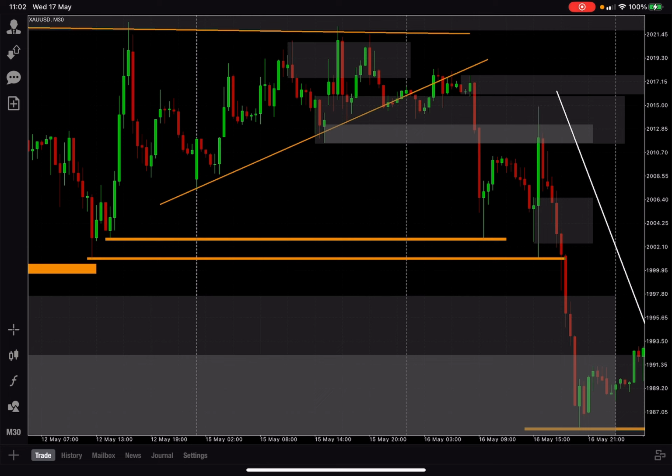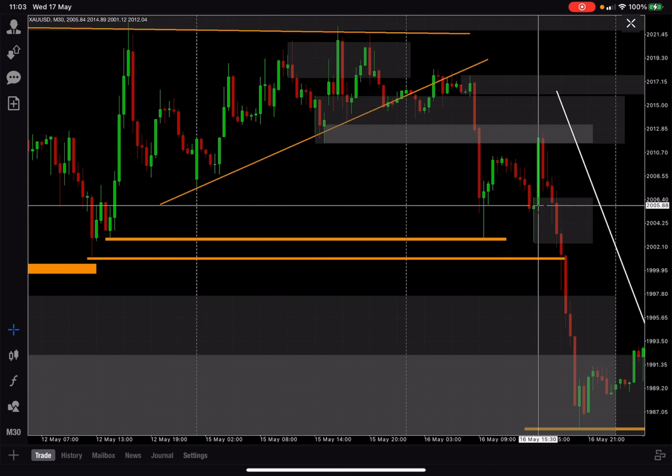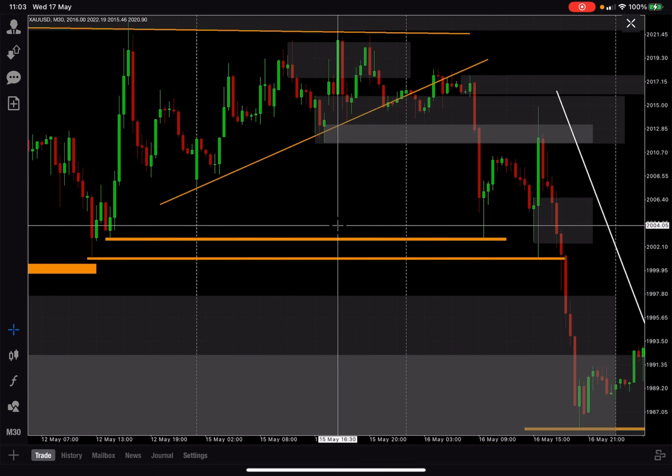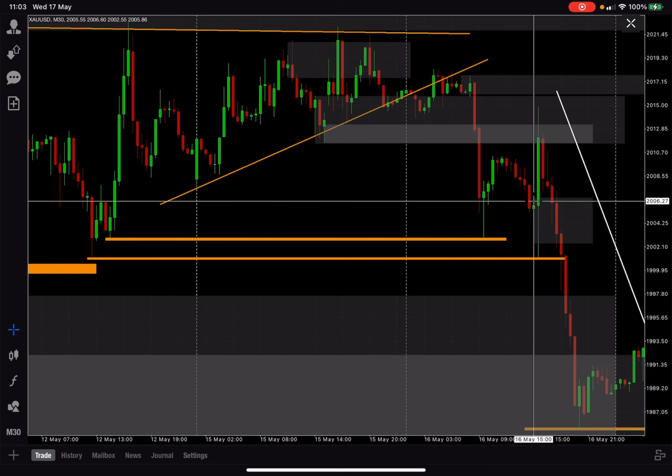And that is called a FU negation, which is where it creates an FU in one direction, collects that liquidity or retests a support level, and then quickly turns and breaks that FU. So this shows you that there is more power, more manipulation to the downside.